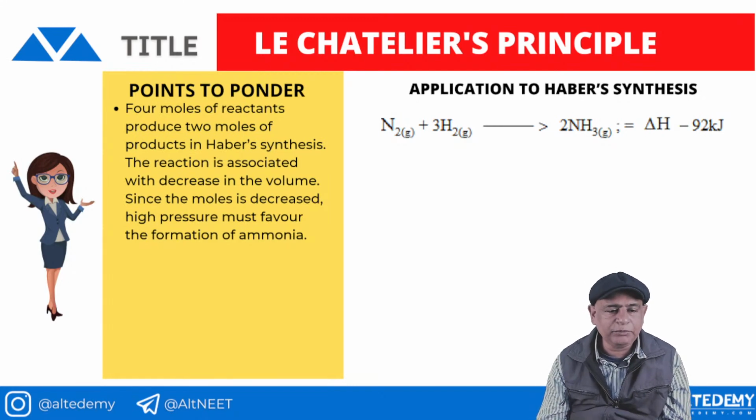4 moles of reactant produce 2 moles of product in Haber synthesis. The reaction is associated with a decrease in volume. Since the number of moles is decreased, high pressure must favor the formation of ammonia. If we are increasing pressure, then obviously the reaction will start moving in the forward direction.